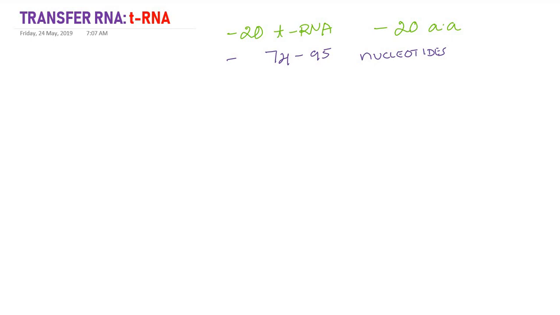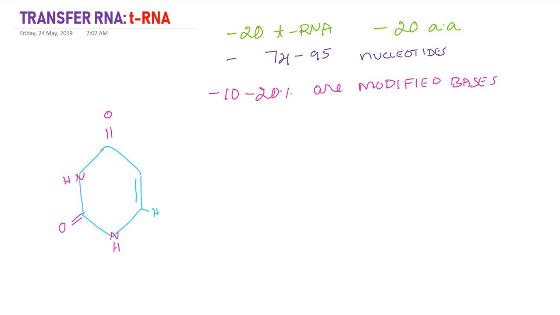And you should remember that 10 to 20% of the tRNA contains modified bases. In the beginning introduction I told you uracil can be modified. So 10 to 20% of bases present in the tRNA are modified, mainly from the uracil base. This is a uracil. Now the difference between uracil and thymine is very minimal. If a methyl group is added here, it will become thymine. And if instead of deoxyribose, ribose is added here, it will become ribothymidine. So it is an unusual base present in the tRNA.